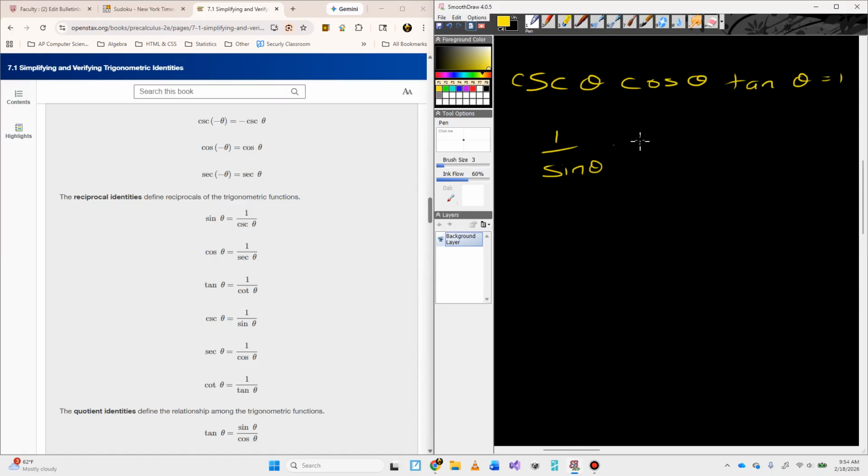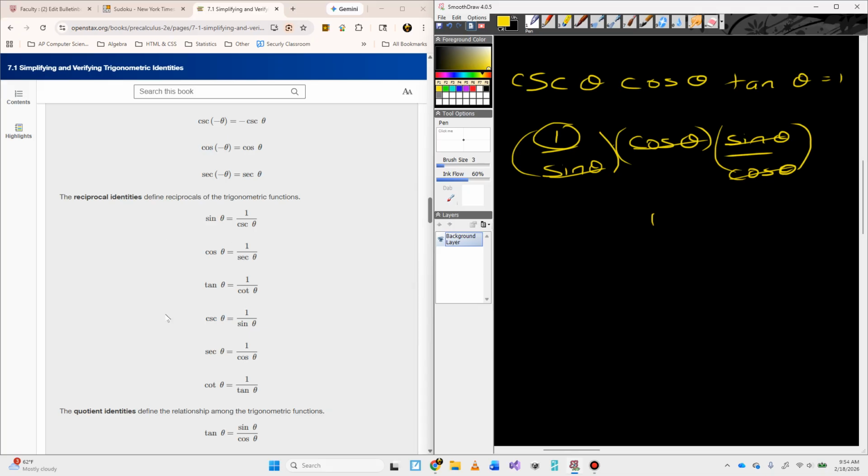And I'm going to leave cosine theta here. And tan theta can be rewritten as sine theta over cosine theta. And so all of these are being multiplied into each other. Well, let's look at this. Sine theta here can cancel out with this sine theta here. This cosine theta here can cancel out this cosine theta here, and I'm left with 1.